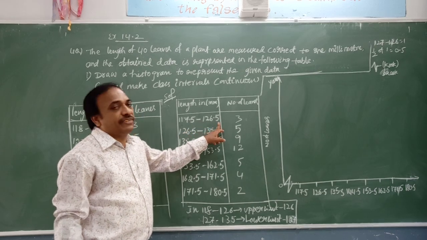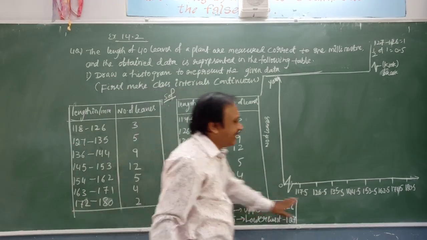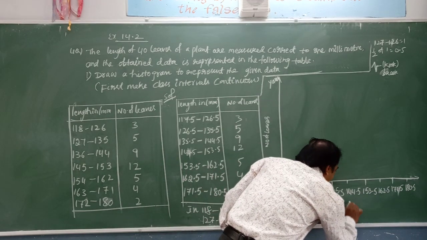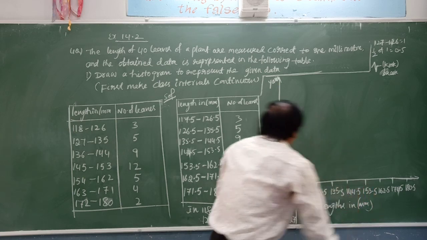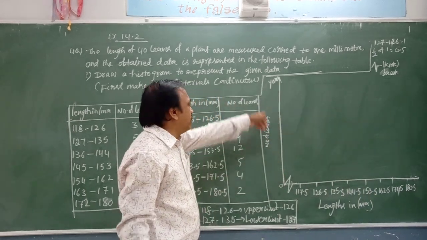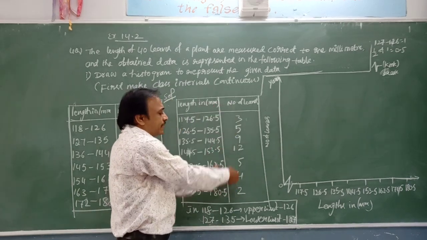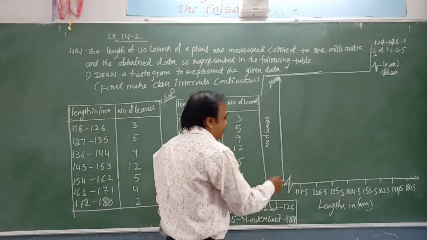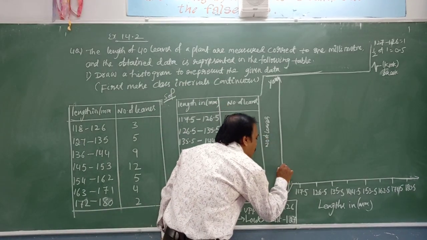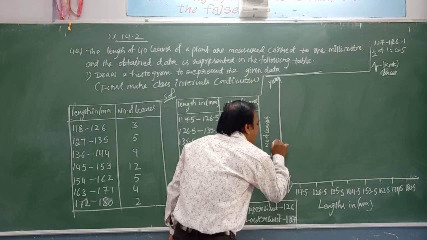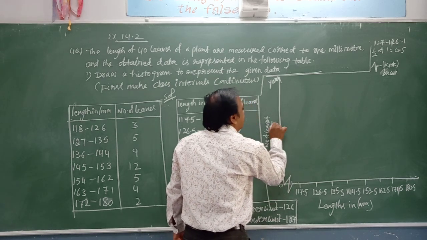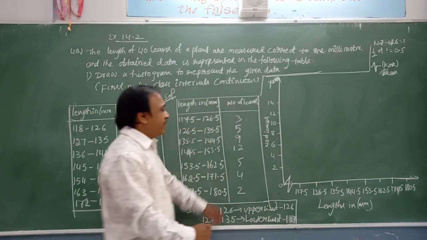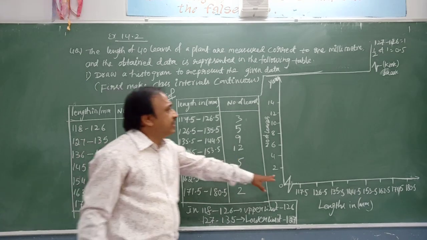117.5 and 126.5. So these are the lengths in millimeters we are locating on the x-axis. And the number of leaves, that is the frequency, we locate on the y-axis. It depends on the data, you can select the scale on the y-axis. So here I am taking 2, then 4, then 6, 8, 10, 12, 14. The highest value is 12, so we took up to 14.